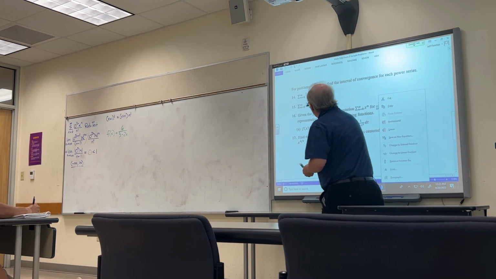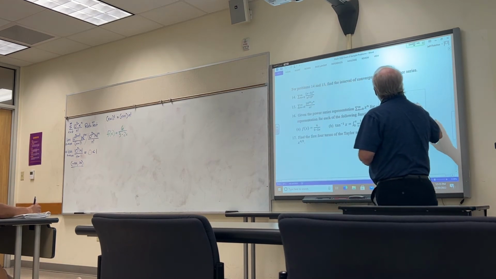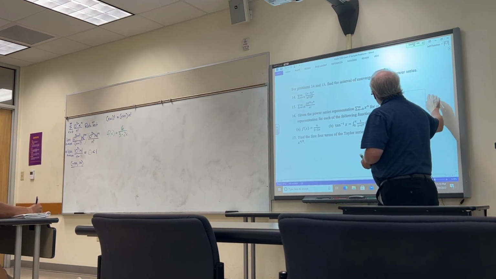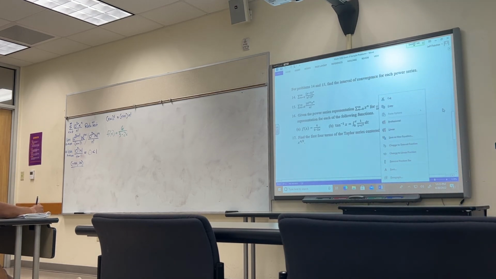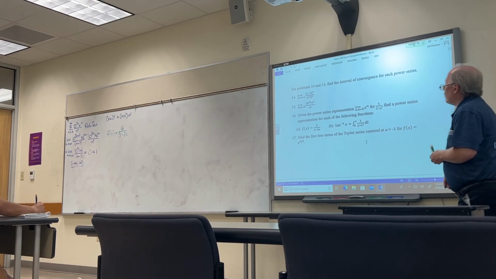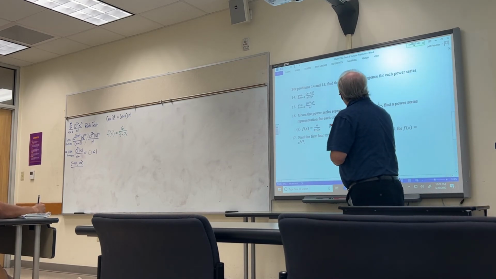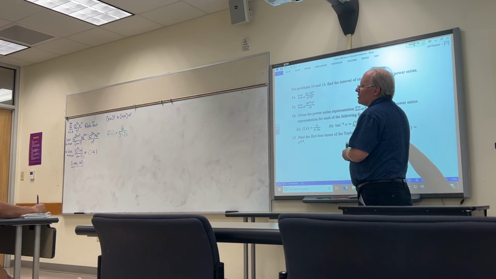So can we write this function in a form that looks similar to this? Can we rewrite this so that it looks similar to the series for 1 over 1 minus x?